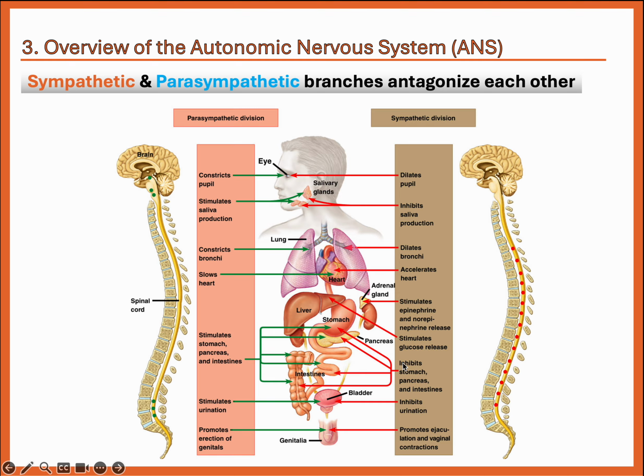Your adrenal glands stimulate epinephrine and norepinephrine release, which we're going to see in a bit. We're going to see all the effects of these hormones later on. And it stimulates glucose release from the liver so that you could have all of this glucose ready in your blood to burn down as you're running away during cellular respiration. Your muscles are going to need a lot of energy, so we'll see that glucose.